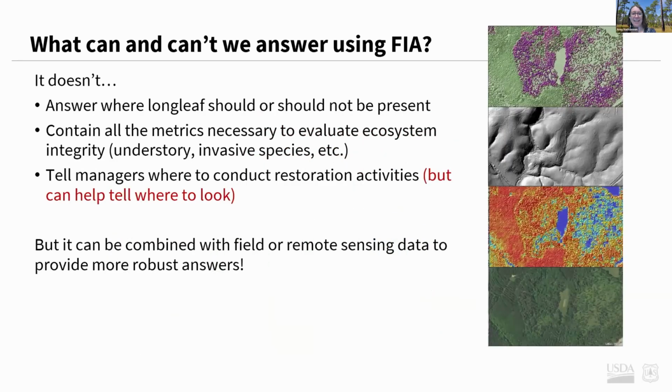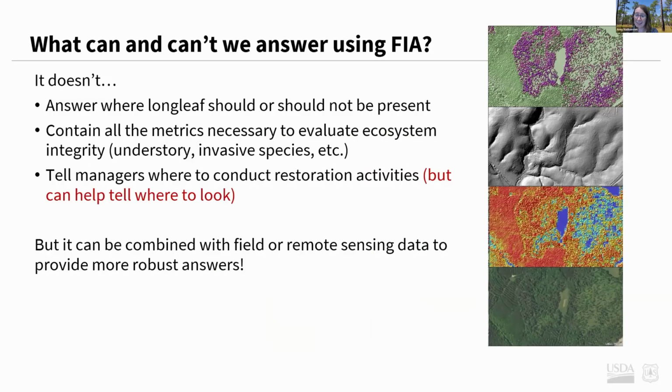Now, there are some questions that we can't answer using FIA data. It doesn't say where longleaf should or should not be present, and it doesn't contain all of the metrics to completely evaluate ecosystem integrity, though it does get at some of them.